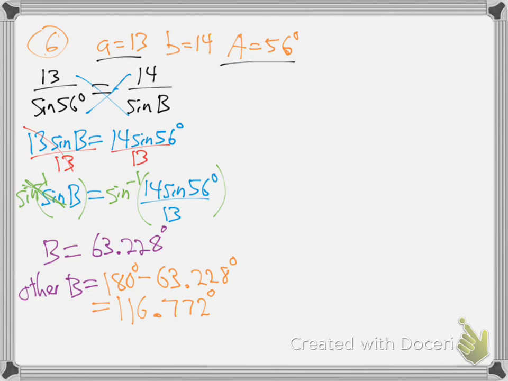Is that making sense? So the question is that valid? Is that okay? Well, the only way we're going to know is if we take that and we add it to the other angle we already know about, the 56. And what do we get if we add those two together? Is it under 180? I'm getting 172.772. So it's okay.